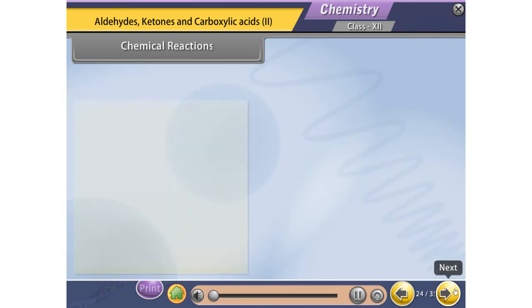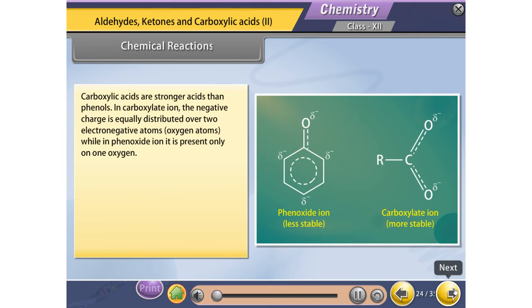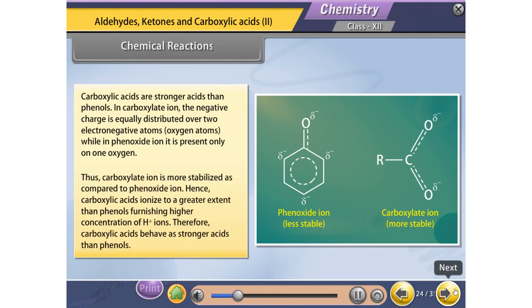Chemical reactions. Carboxylic acids are stronger acids than phenols. In carboxylate ion, the negative charge is equally distributed over 2 electronegative atoms that are oxygen atoms, while in phenoxide ion, it is present only on 1 oxygen. Thus, carboxylate ion is more stabilized as compared to phenoxide ion. Hence, carboxylic acids ionize to a greater extent than phenols, furnishing higher concentration of hydrogen ions. Therefore, carboxylic acids behave as stronger acids than phenols.